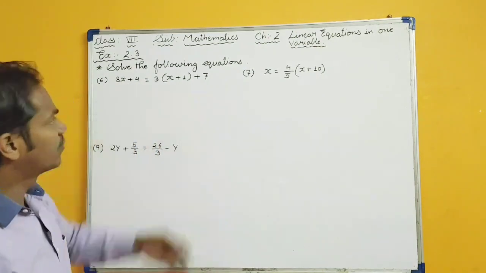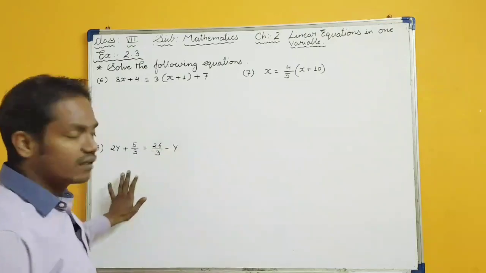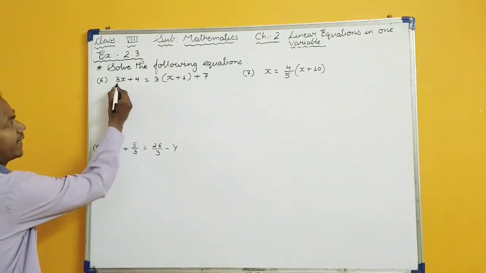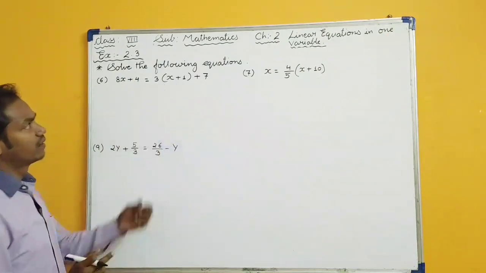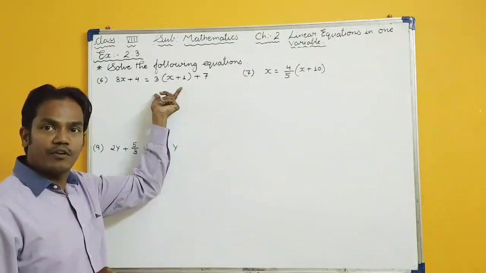Same equation. Solve the following equation. I have taken question number 6, 7, and 9. Today we will learn these 3 questions. 8x plus 4 and 3 multiplied by this bracket. You can look in first chapter, we have already read about distributive property.